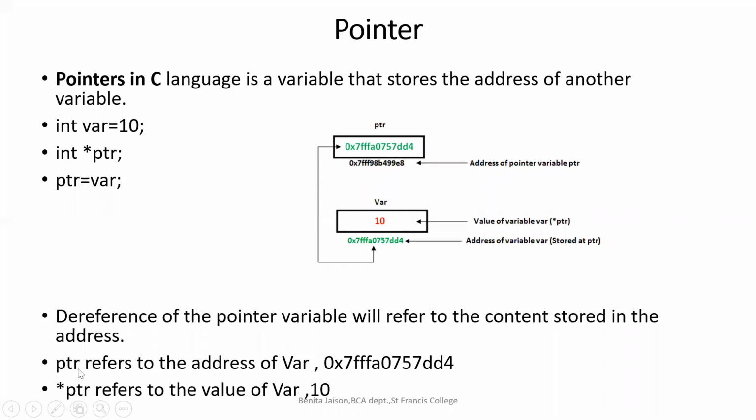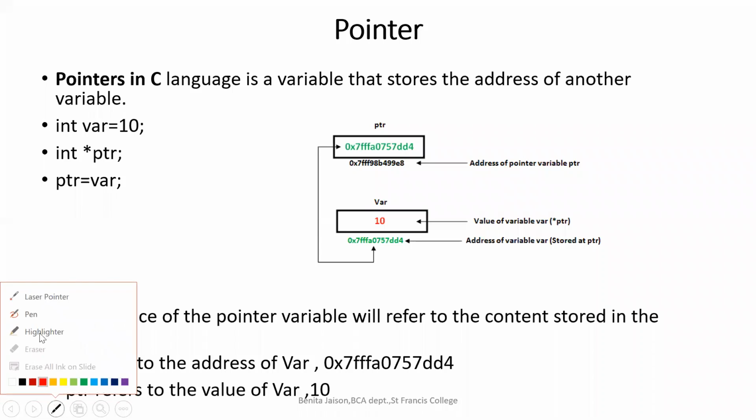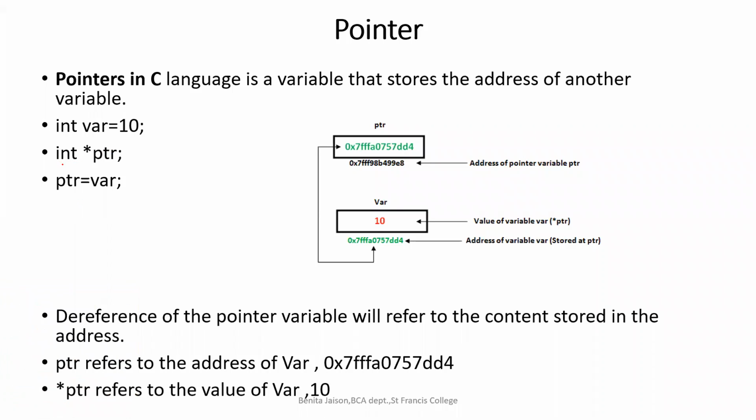Okay, so if I'm telling PTR, because you know PTR is declared as an integer pointer, and it is assigned the address of the variable var. If I'm just using PTR anywhere, it refers to the address of the variable var. And if I'm using star PTR, that means the asterisk dereferencing operator. Don't read it as star. I'm just telling it is a dereferencing operator followed by the variable PTR. It refers to the value. What is the value? The value is 10. Understood?